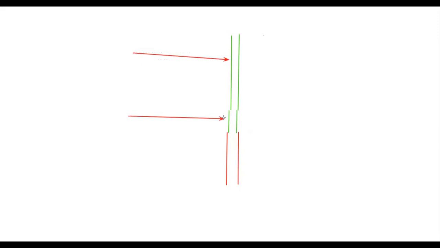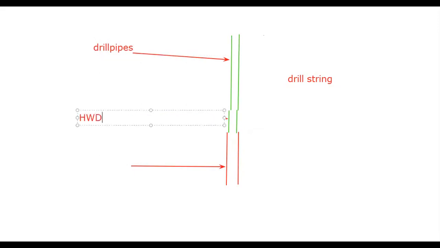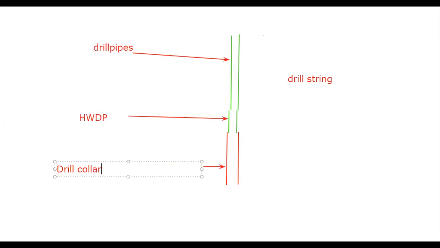One section, then we have second section, and then we have the third section. This overall is called the drill string. First we have the drill pipes. Secondly we have heavyweight drill pipe, and third section we have drill collars.